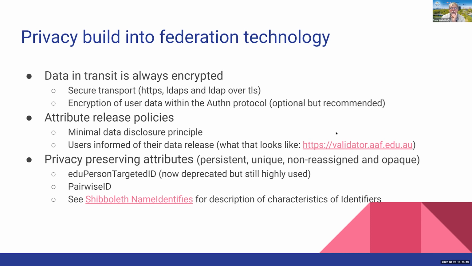And there are also a number of privacy preserving attributes: persistent, unique, non-reassignable, and opaque. There are a number of those. eduPersonTargetedID is now deprecated. It's been deprecated for many years now, but it's still highly used. That's moving away to a new attribute called a pairwise ID. If you're interested in having a look at the descriptions of the various attributes, there's a nice article, the Shibboleth name identifiers, a description of the various characteristics of identifiers that you should be considering when providing attributes about users.